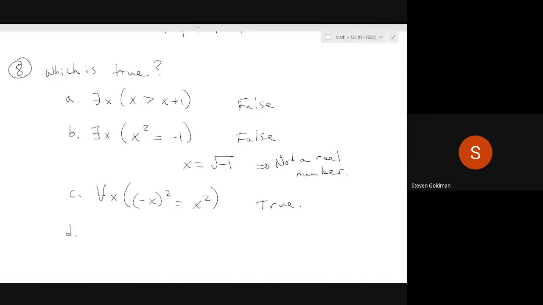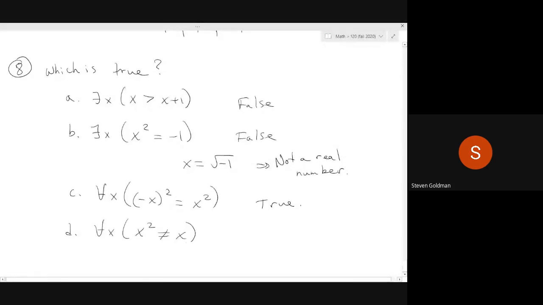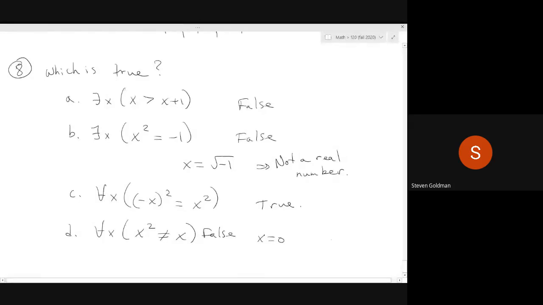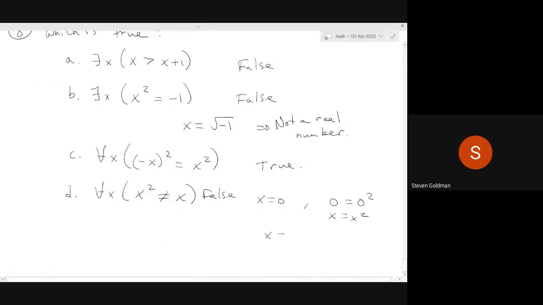D, we'll go over D as well. D is also false. D was the statement for all x, x squared is not equal to x. For all real numbers, x squared is not equal to x. That's false, right? Because if x equals 0, 0 equals 0 squared, so x will equal x squared. And same thing with 1, right? If x equals 1, 1 equals 1 squared. So x will equal x squared. So the true one is C. So C was the answer.